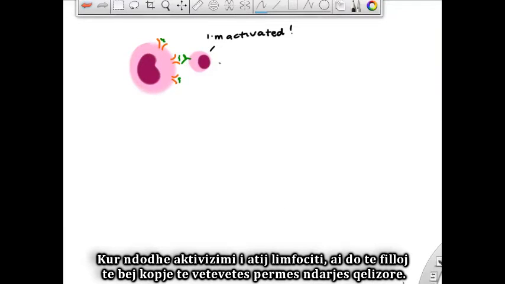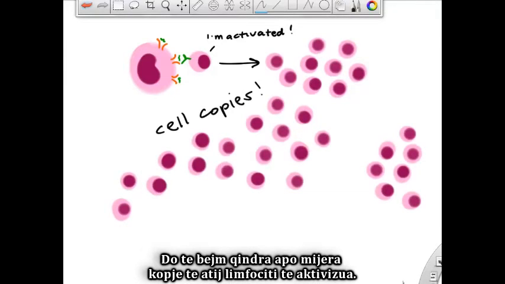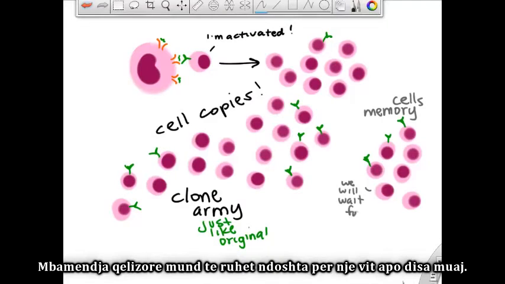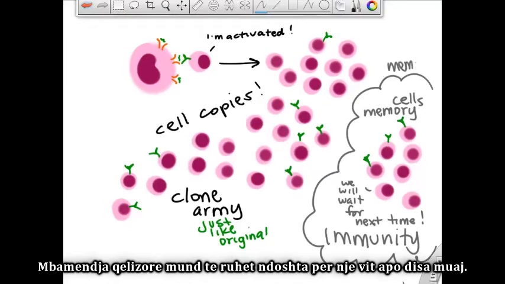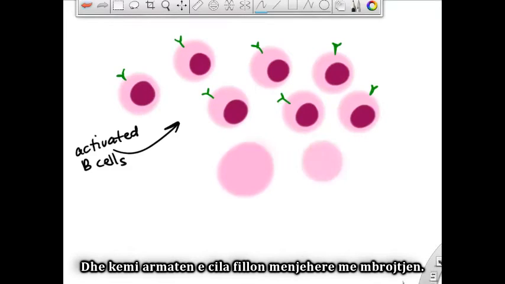Once you activate that little lymphocyte, it's going to make copies of itself through cell division. So we're going to make hundreds or thousands of copies of that activated lymphocyte. And so the memory cells will wait maybe till next year or a couple months when you get attacked by the same thing. So that's the idea of immunity, that you have memory due to these activated lymphocytes. And then of course you have the clone army, which can go out and defend you right away.